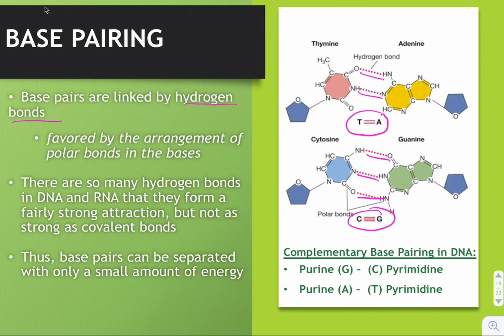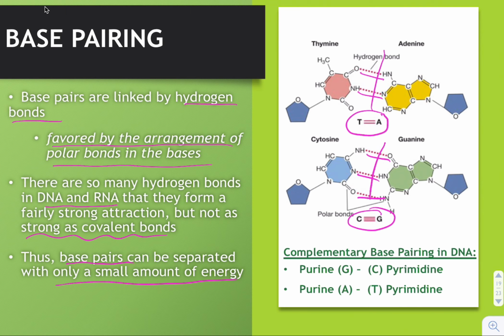Okay, so these base pairs are linked by hydrogen bonds, and these are favored by the arrangement of polar bonds in the bases. There are so many hydrogen bonds in DNA and RNA that they form a fairly strong attraction, but not as strong as covalent bonds, right? Thus, base pairs can be separated with only a small amount of energy. We can break those hydrogen bonds, and our cells are always doing that so that they can unzip the DNA and carry out DNA synthesis.